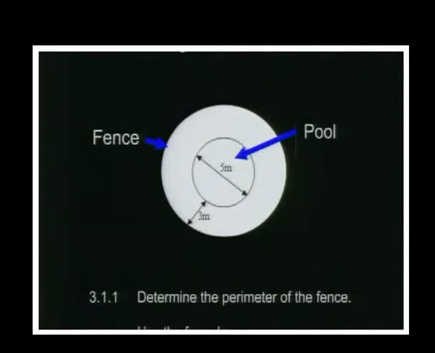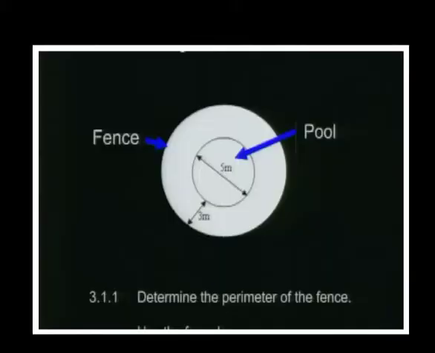Let's have a look. So what we've got now is this pool. It has a diameter of 5 meters. And remember what we said before. Radius is from the middle of the pool to the circumference. Diameter is from one side of the pool to the other side, going through the middle of that pool. Great. So we have a diameter of 5 meters, and we've got an area 3 meters wide all the way around the pool. And then we have this fence going around that area.